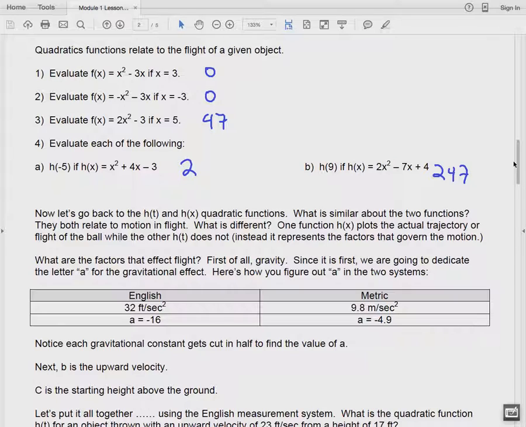Yes? For 4B, did you not put the parentheses around the... Let me look at 4B. Well, here's the thing, on 4B, it's a positive 9, so you don't need parentheses. Yeah, but for the negative 7 times 9. If you do 2 times 9 squared minus 7 times 9 plus 4, it'll give you the right answer. Oh, okay. I did it in parts. You can do it in parts, that'll work also, it just takes a little bit longer.